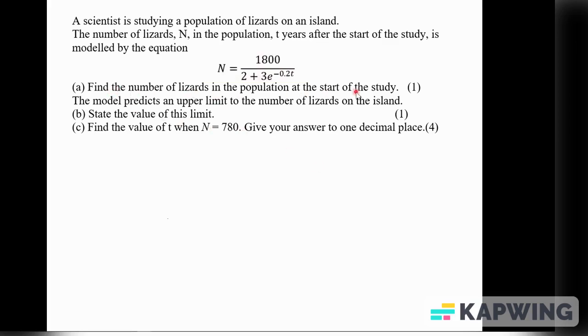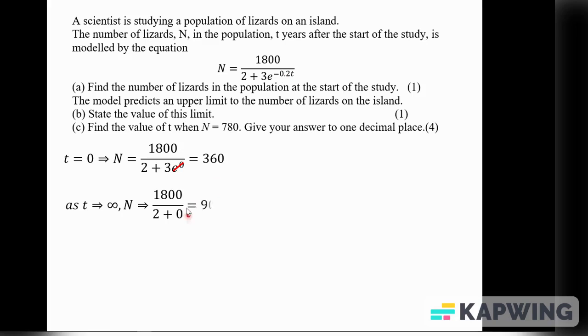Right, find the number of lizards at the start of the study, so we'll put T equal to 0 in. We'll have 1800 over 2 plus 3e to the 0, and that e to the 0 is just 1. So 1800 over 5, which is 360. Next, find the upper limit to the number of lizards, so we're going to find out what happens as T just gets bigger and bigger, goes off to infinity, and this e to the minus 0.2t gets closer and closer to 0, so it's 900.